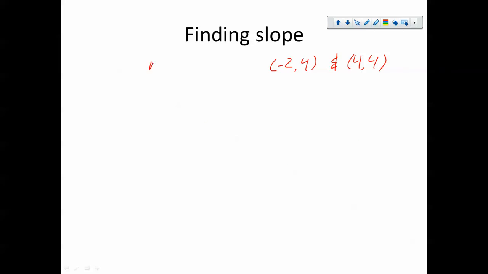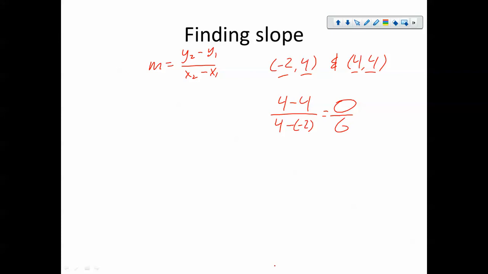And let's find the slope: y2 minus y1 over x2 minus x1. So y2, y1: 4 minus 4, over x2, x1: 4 minus negative 2. 4 minus 4, that's 0. That's weird. And then 0 over 6.